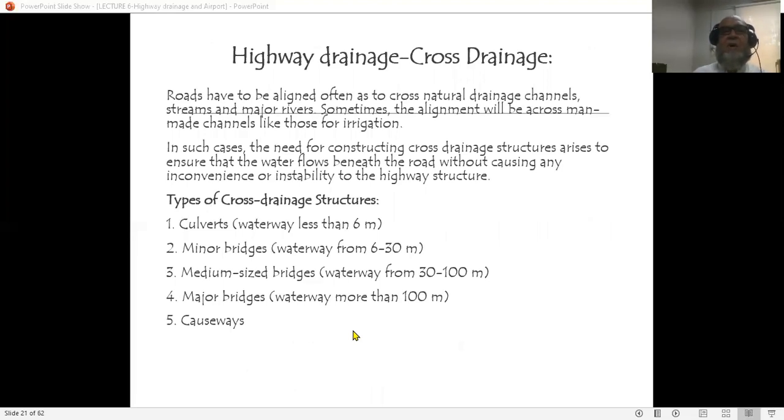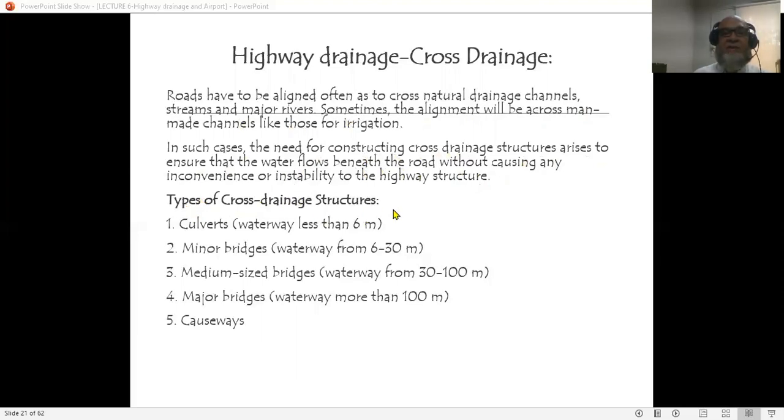Another type of drainage system is what we call cross drainage. So roadways have to be aligned to cross natural drainage channels, streams, and major rivers. Sometimes the alignment will cross man-made channels like those for irrigation. In such cases, the need for constructing a cross drainage structure arises to ensure the water flows beneath the road without causing any inconvenience to the highway structure.